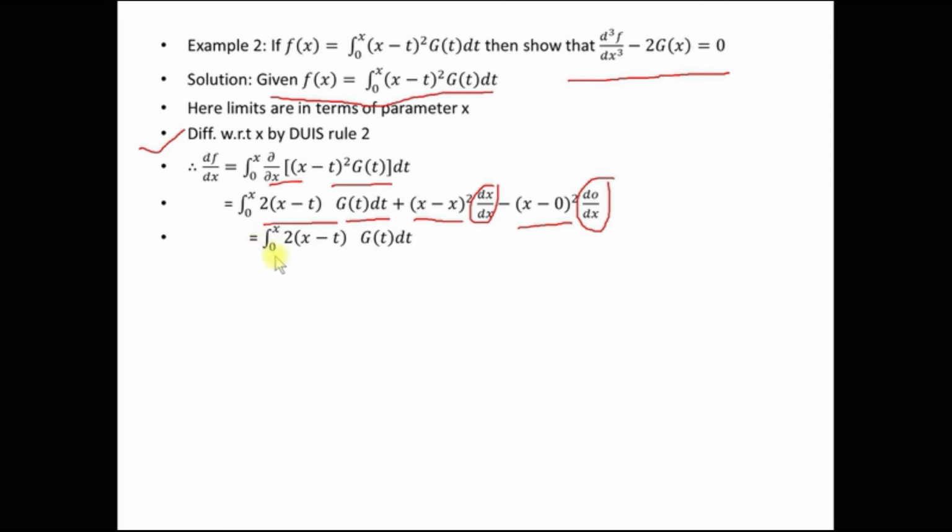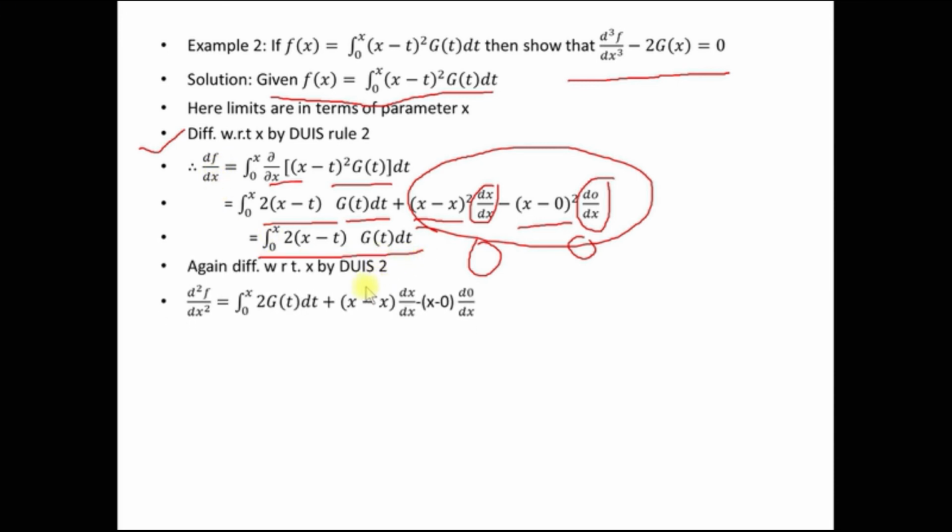So this is equal to integral from 0 to x, 2 times x minus t g of t dt as it is. Now check here, this x minus x will become 0. Okay, and the derivative of this 0 is 0. So these two terms will become 0. So we will get only df by dx is equal to this integral. Okay, so let's check here.